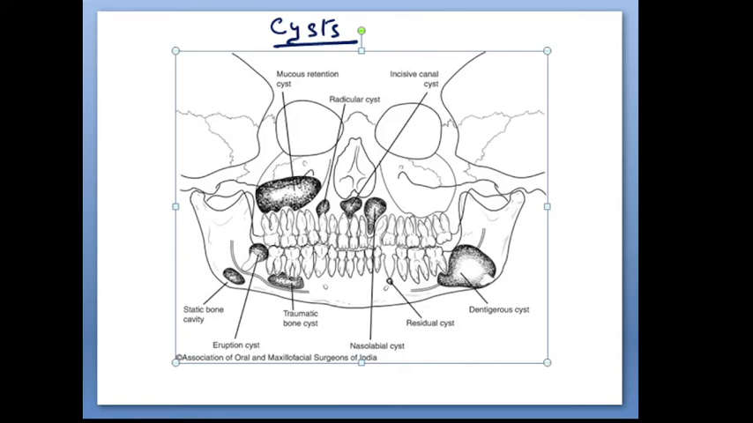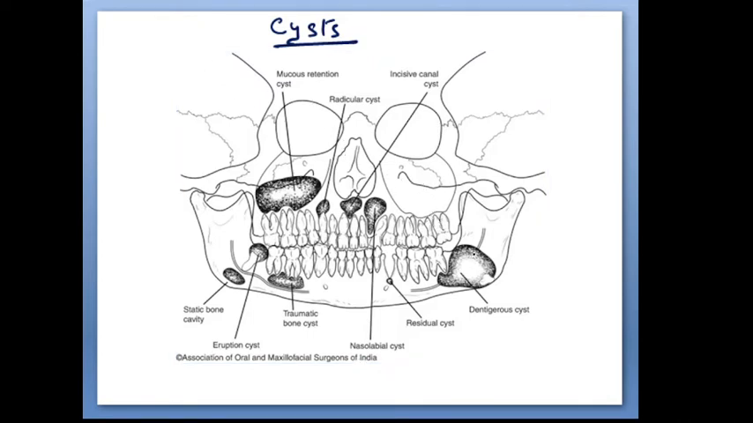Now continuing with the cysts in the oral and maxillofacial region, in this picture we're seeing different types of cysts in the oral maxillofacial region which are found in various locations of the jaw. For example, in this picture we are seeing the dentigerous cyst. It is located in the posterior mandibular region. It is an odontogenic cyst.